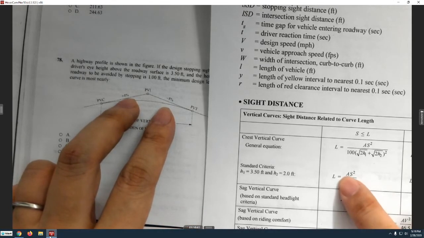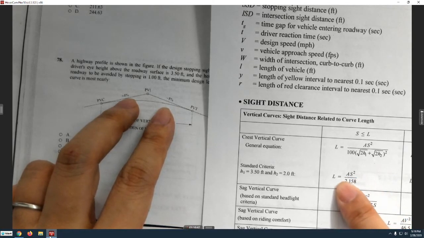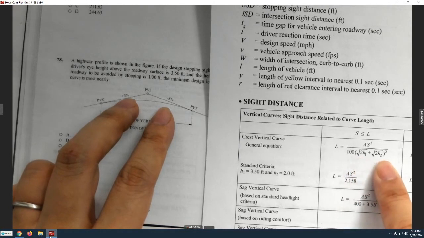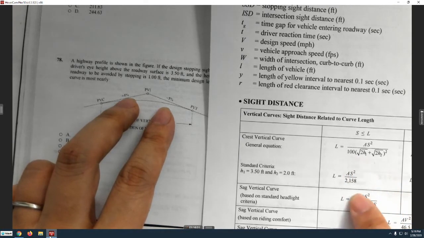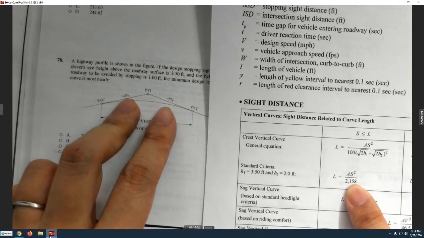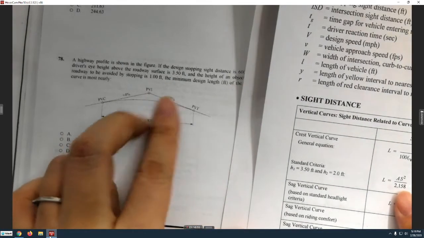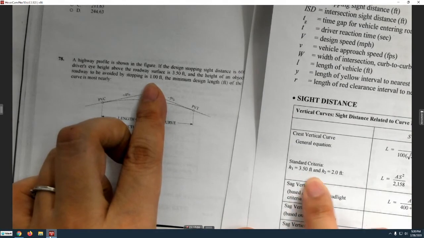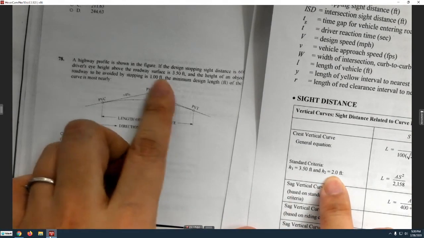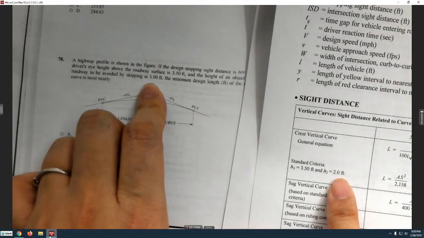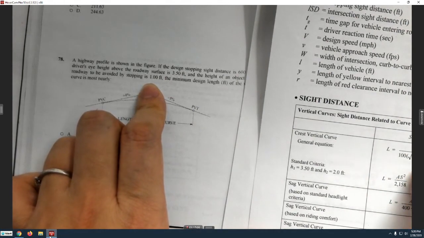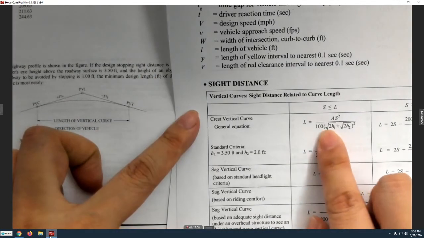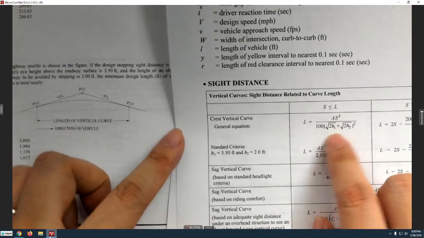So we use 9 times 600 feet divided by... the H1, H2 are not standard in this case, so you cannot use this one. Is it standard? No. This number only applies when H1 is 3.5, H2 is 2. In our case, H1 is 3.5, but H2 is 1. So plug it into this equation. Do a calculation of that.